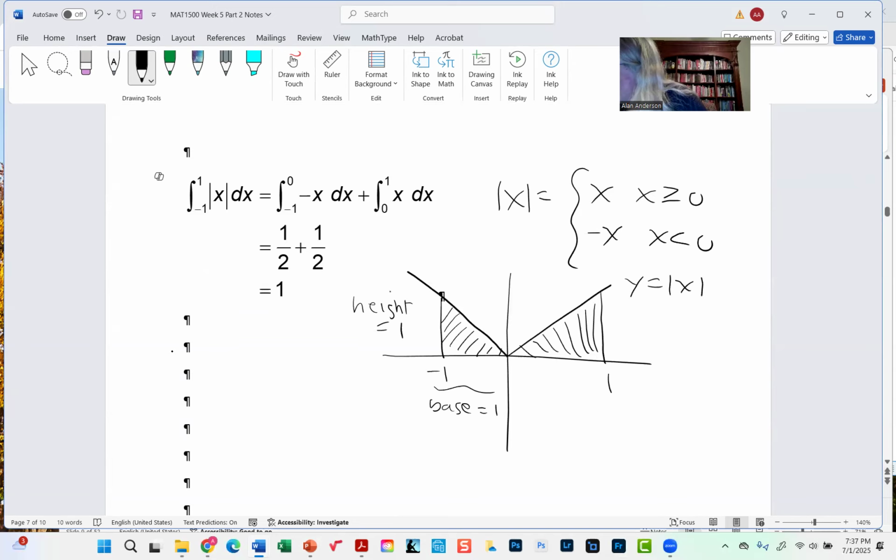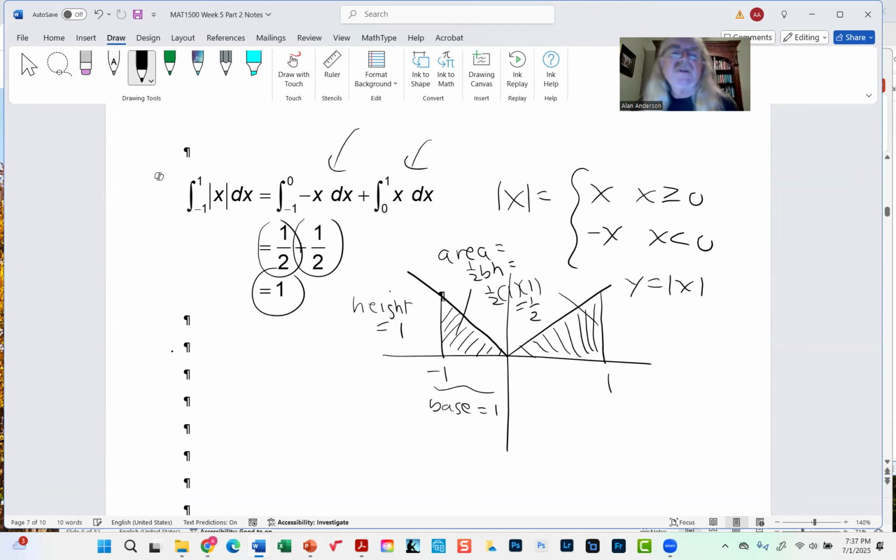So the area of this triangle is 1/2 base times height, a half times 1, which is a half. And of course, these are mirror images of each other, so that must be true in both cases. So you get a half plus a half equals 1. Okay, so you notice they split it up into two separate pieces, each of which is extremely easy to integrate.